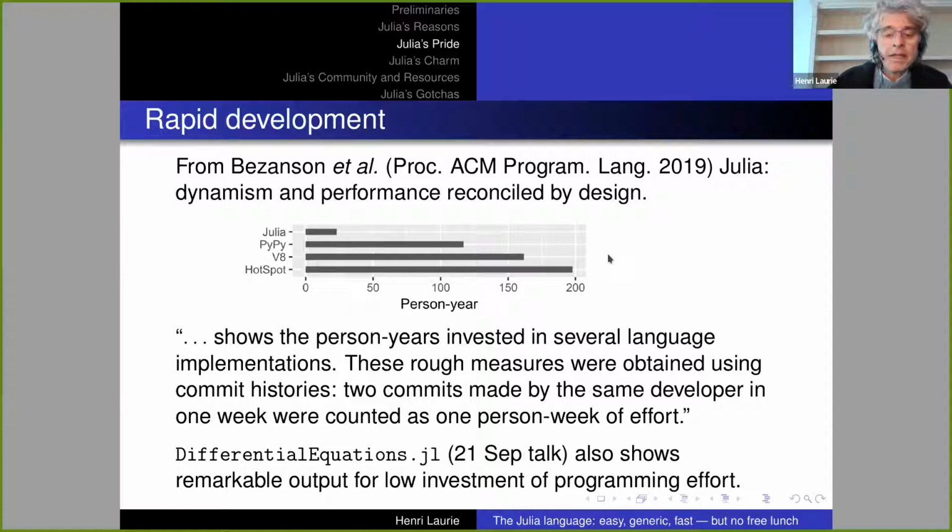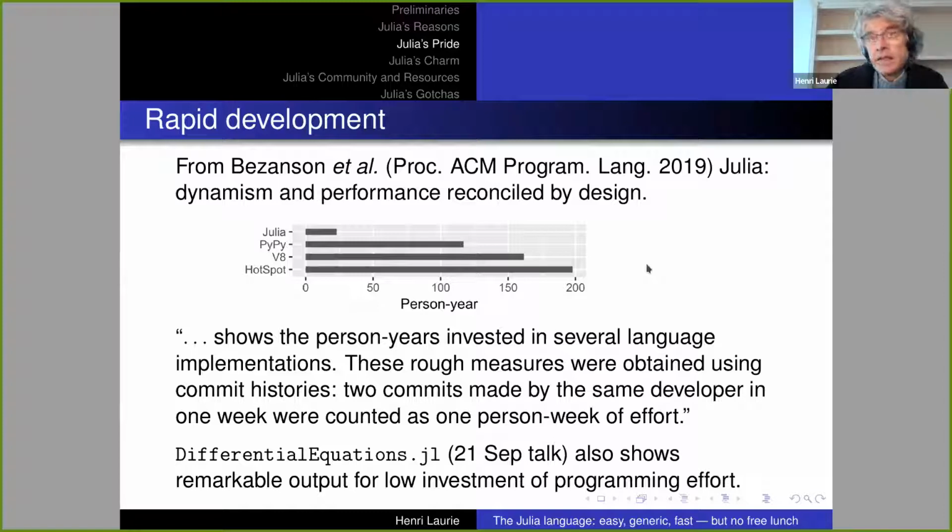Okay, I would say that DifferentialEquations.jl also shows us a remarkable output for low investment of programming effort. I don't know that any measure like this exists for it, but certainly if you look at where it started, within months, within a year or two, it was already challenging for best in class, and it's just continued developing.